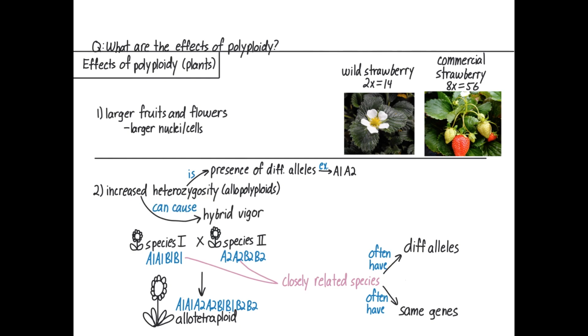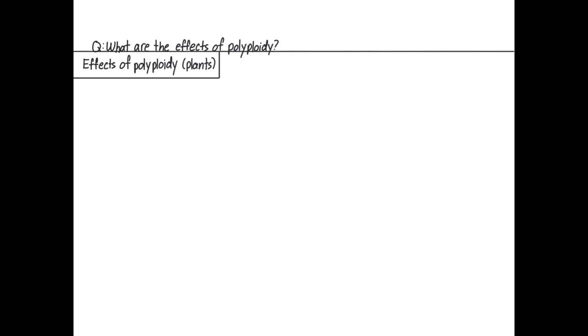Increased heterozygosity can cause hybrid vigor, which is when the presence of two different alleles increases fitness, which can come with an increase in size. A third effect of polyploidy can be reduced fertility, often as a result of non-viable gametes.